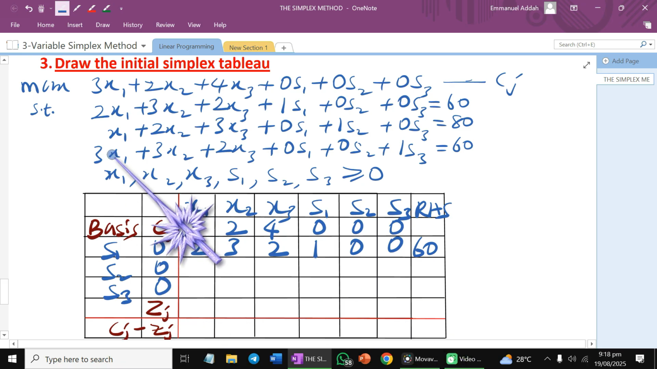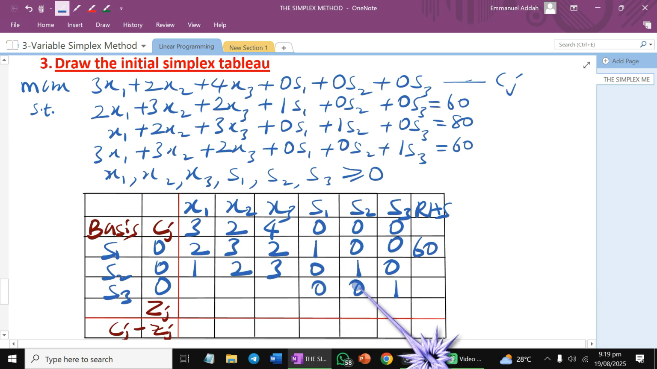Go to the next constraint, the second. Coefficient of X1 here, 1. Coefficient of X2 here, 2. Coefficient of X3 here, 3. Because this is now S2, it's going to be coefficient of 1 under S2, and here will be 0, here is 0. Likewise here, S3: you just come here, put 1 there, 0, 0.